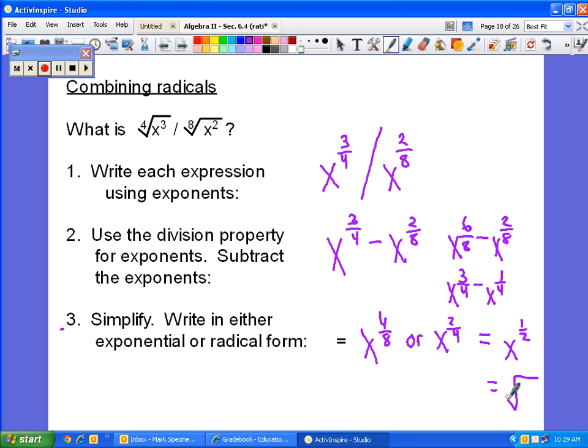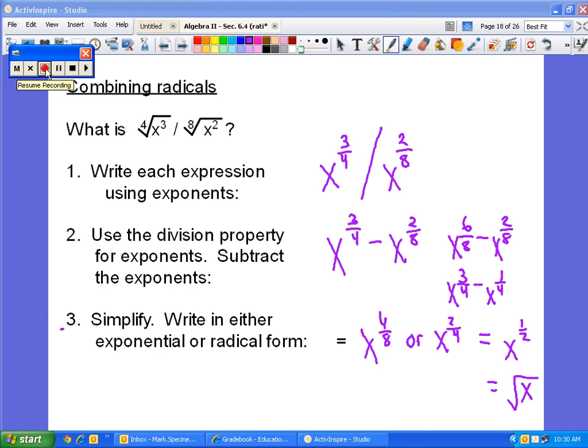Okay, can someone please help Simone? That's right. So my answers are x to the 1/2 power or the square root of x. Does anybody have any questions about this?